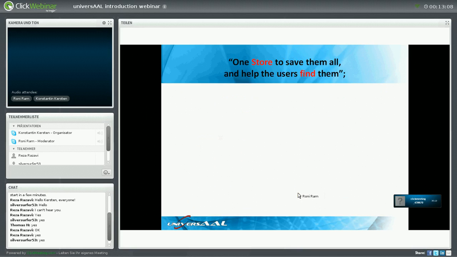And one store to save them all, the online shop, which will help the users to find the services that they need. The universAAL store, uStore, is based on the model of the App Store of Apple. uStore will provide a one-stop shop for universAAL end-user services.